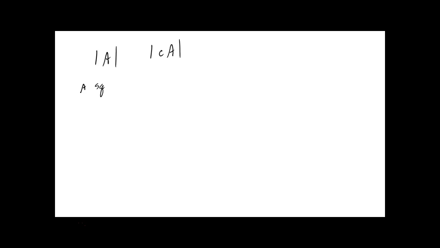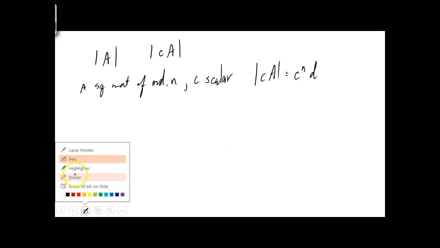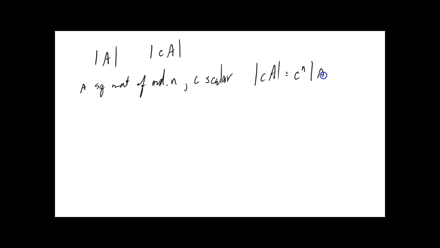So if A is a square matrix of order n, and C is a scalar, then the determinant of CA is equal to C to the n times the determinant of A. I don't like using DET, that's what the book uses. I just like doing the bars. They look like absolute value bars, but in matrices they mean the determinant of the matrix.